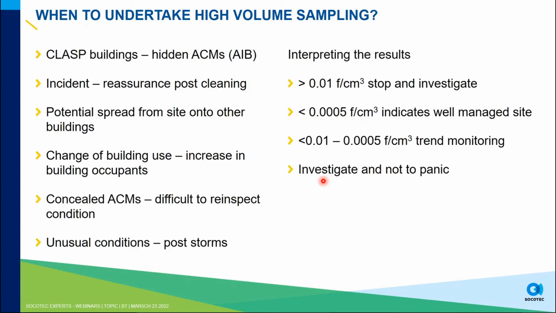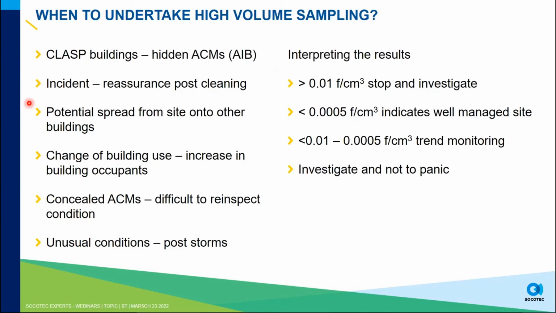Okay. So then, really to summarise, where can we undertake high volume sampling? There are several scenarios. The building type could be a key factor. So CLASP buildings are buildings that were constructed in the 1950s to 1980s, prefab steel frame buildings, and these buildings were often built with lots of asbestos insulating board within the structure of the steelwork. And of course, historically, it's difficult to access these buildings to actually identify the AIB. So doing high volume sampling in these sorts of buildings could be a benefit.